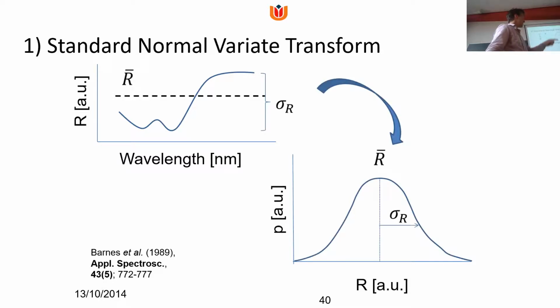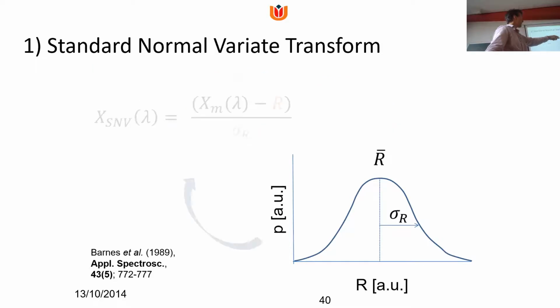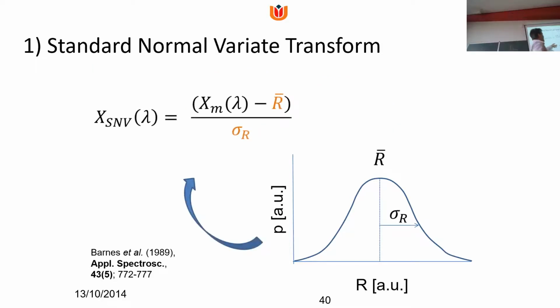And this is the average and standard deviation. If you take every point on your spectrum and subtract the average of that spectrum, then you divide it by the standard deviation, you've normalized the spectrum according to its standard deviation and the average. Then you get a weighted spectrum in which you got rid of the offsets and the intensity differences in your spectrum itself.